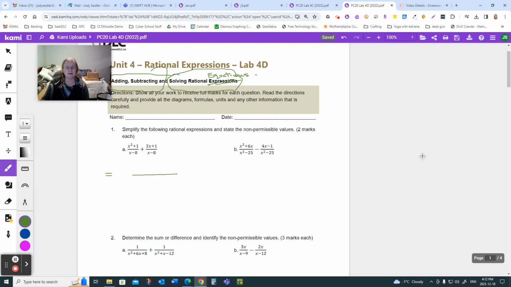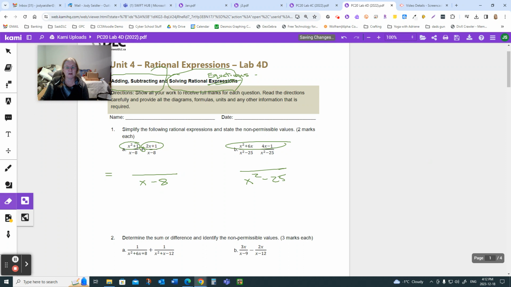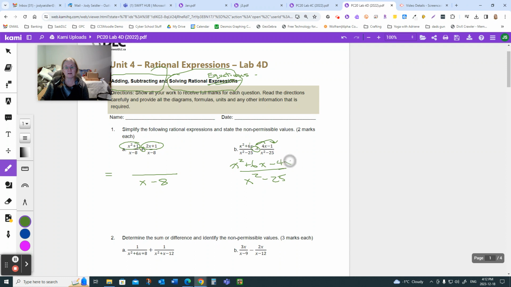So you know your next line is going to be something over x minus 8. What's the something? This plus this. Collect your like terms, tidy it up. Same thing here. This is over x squared minus 25 on the top. And I'm just going to caution you about this minus in here. This is x squared plus 6x minus both of these things. So really what you have, minus 4x plus 1. Because this negative with this negative is going to be a plus.